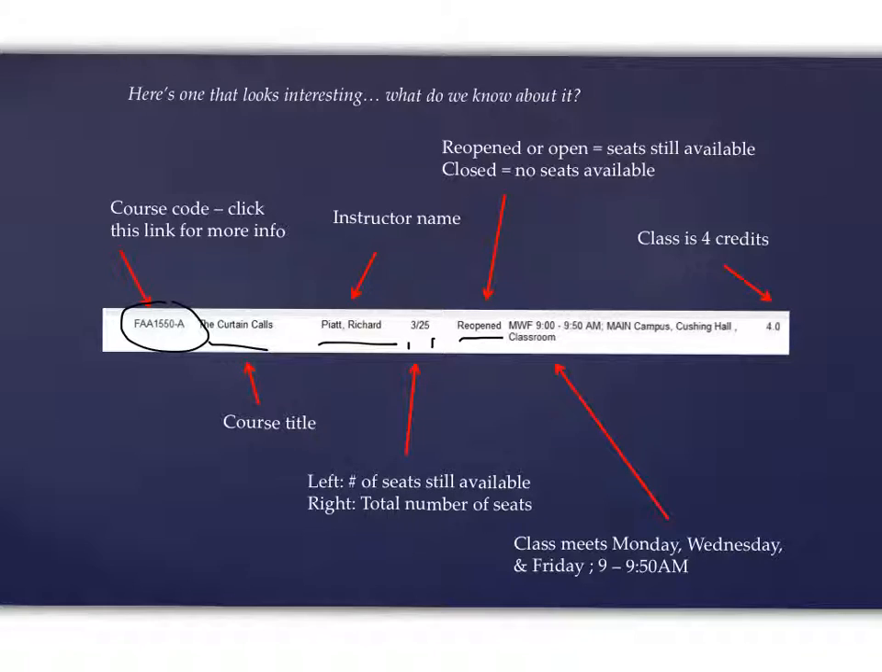This says the class is reopened. If it says reopened or open, it means it still has seats available. If it said closed, that would mean there are no seats available. Here we see the class meets on Monday, Wednesday, Friday from 9 to 9:50, and it's 4 credits.